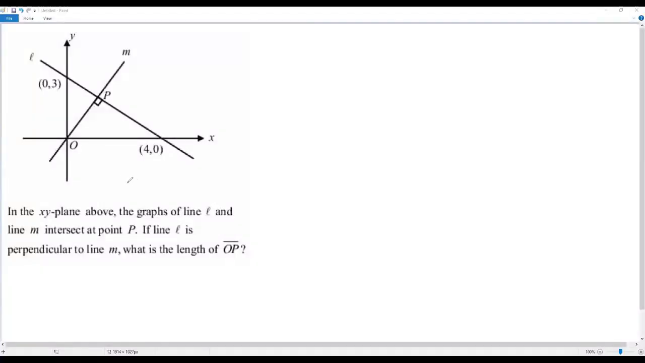Here we have a SAT math problem. Okay, let's go to the question. In the xy plane above, the graphs of line L and line M intersect at point P. If line L is perpendicular to line M, what is the length of OP? So we have to find the length of this line segment OP over here.